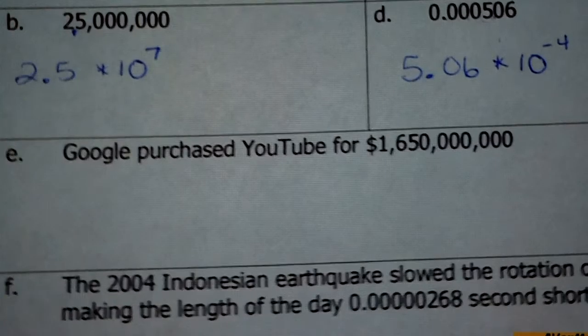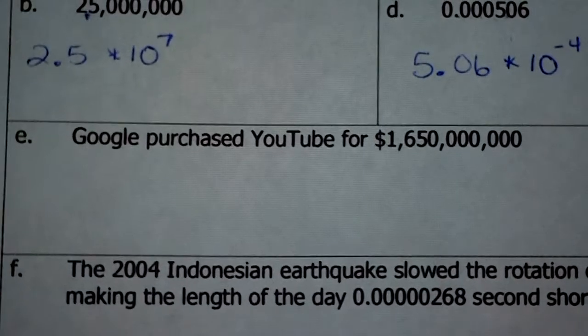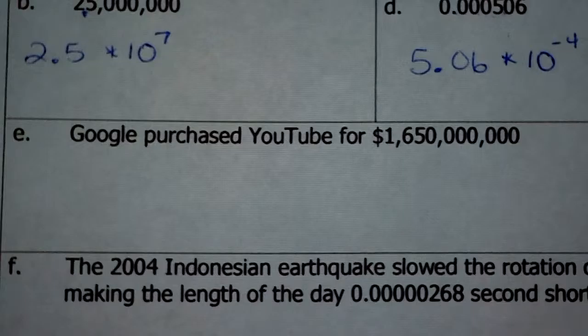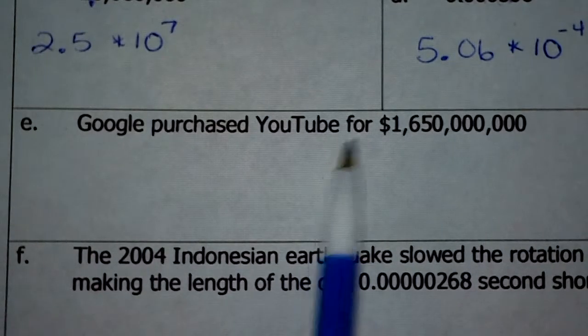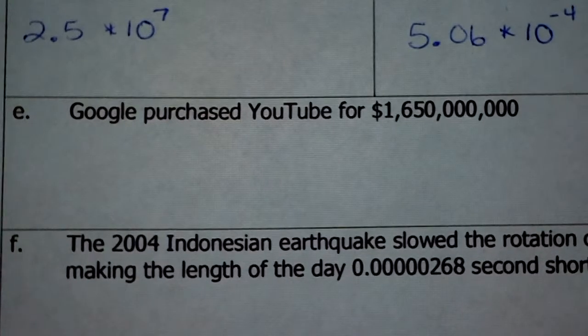Okay, for letter E, I just put some words around this. I'm asking you to do the same thing. The directions said to write the value in scientific notation. Google purchased YouTube for. Do we know how to say this number?